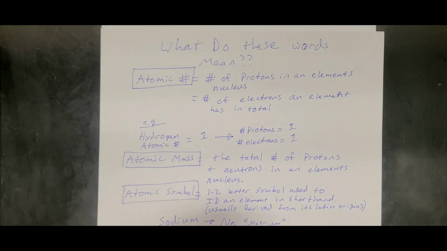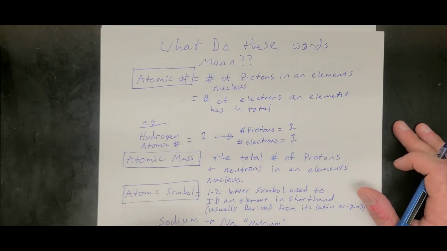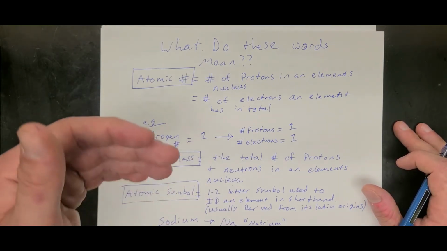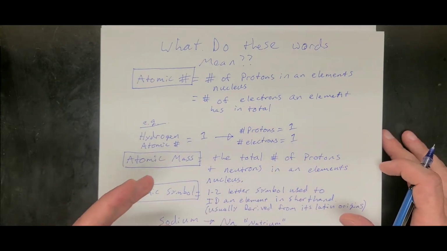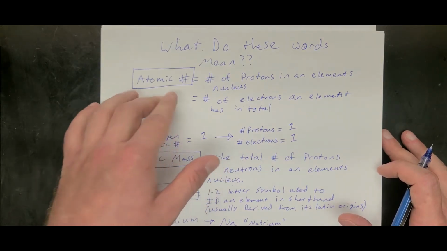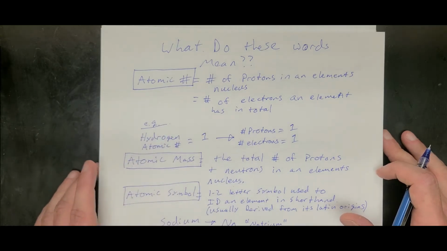The atomic number represents the total number of protons in an element's nucleus. It also represents the number of electrons an element has in total. The number of protons and electrons that a stable atom has will always be the same as each other. So if you looked at the atomic number, from there you should be able to figure out the number of protons and the number of electrons in an element.